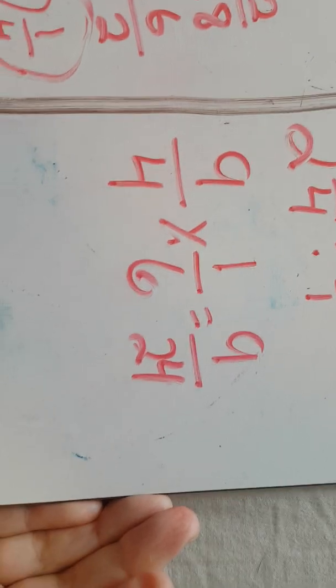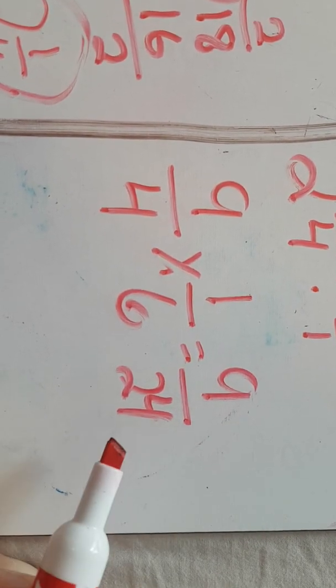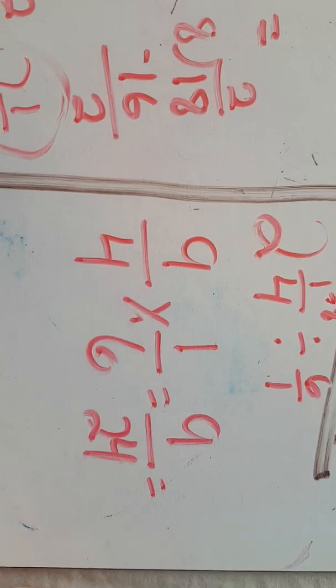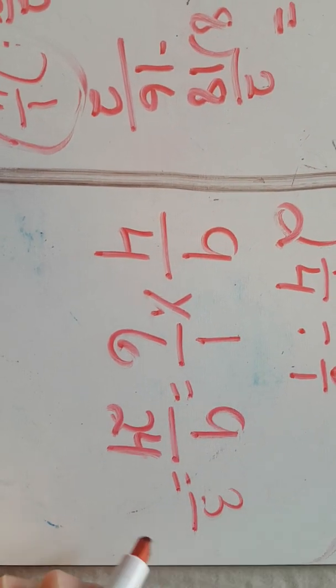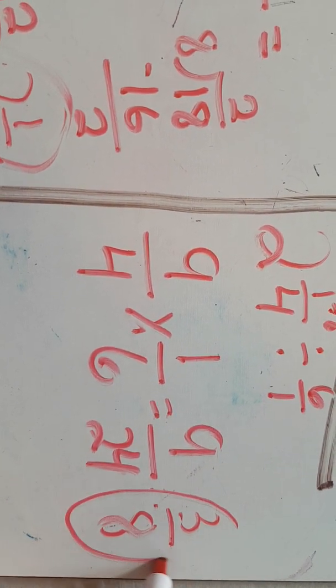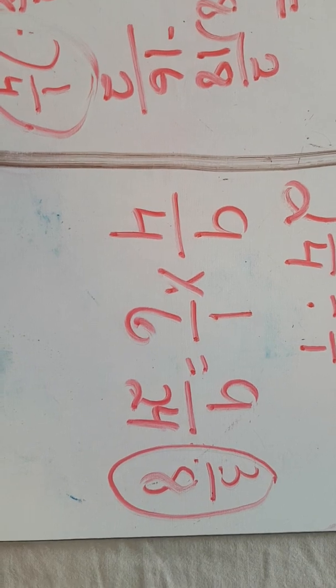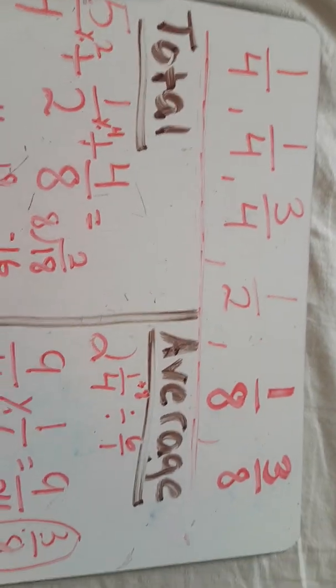I'm not completely done because 3 can go into both 9 and 24. It can be simplified. 3 goes into 9 3 times. 3 goes into 24 8 times. So my average is 3/8. That makes a lot more sense.